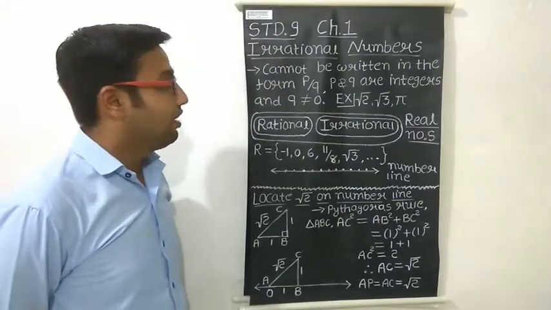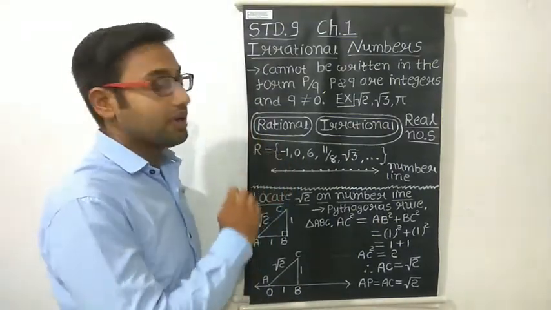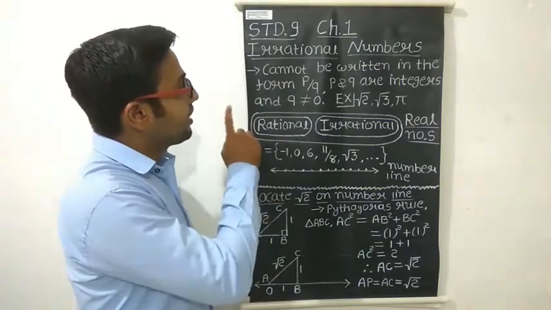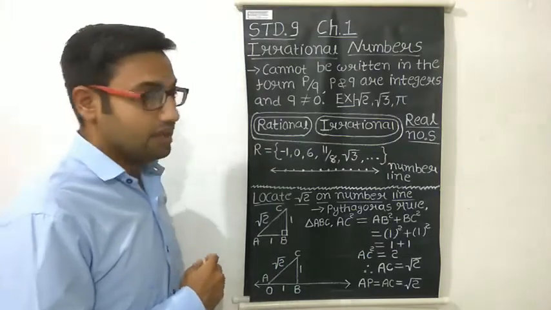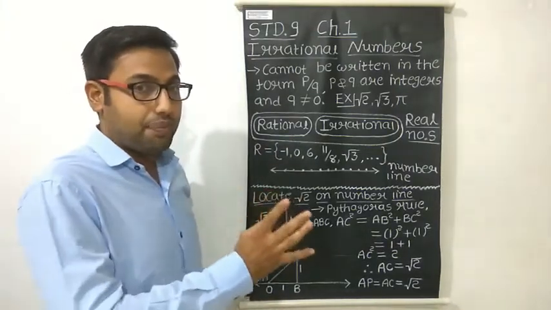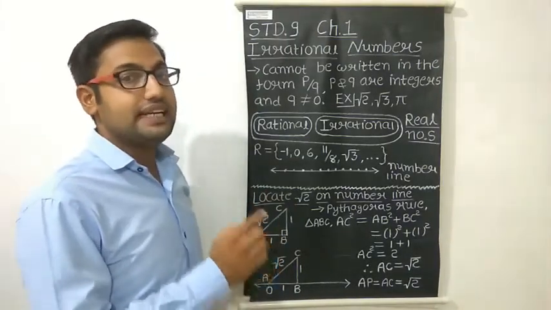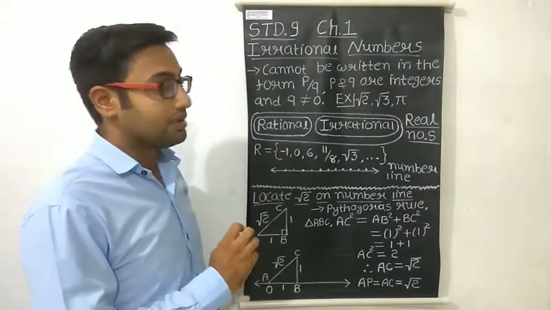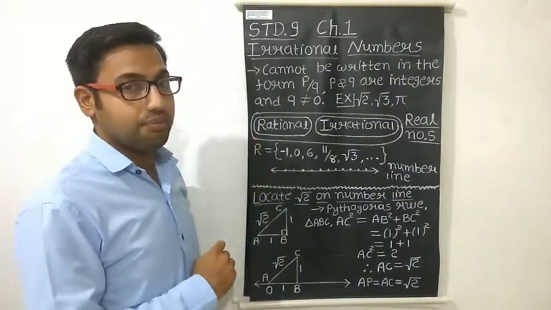Hello students, today we will study about the irrational numbers. This is the topic of standard 9, chapter number 1, number systems. Right? In previous class, we have studied about the different types of number sets like natural numbers, whole numbers, integers and rational numbers. So, today's topic is irrational numbers.